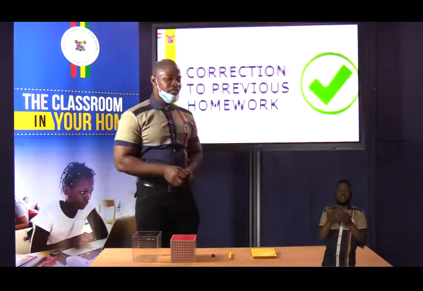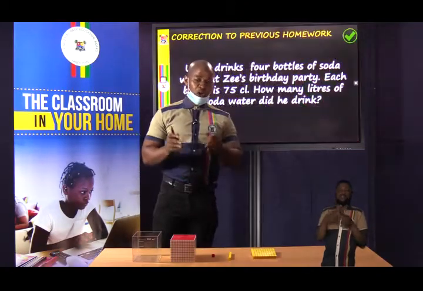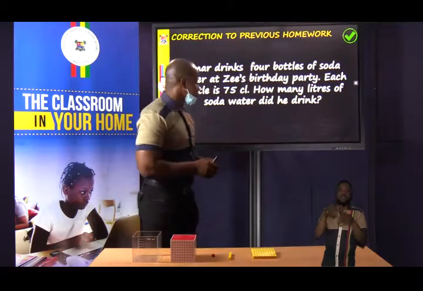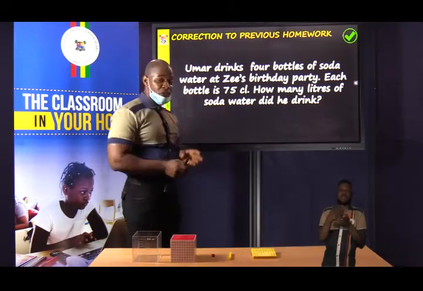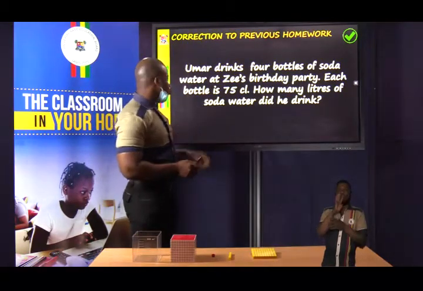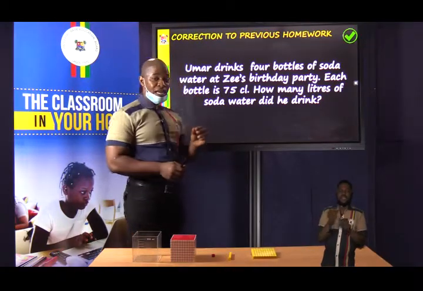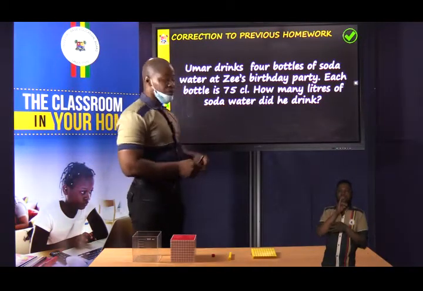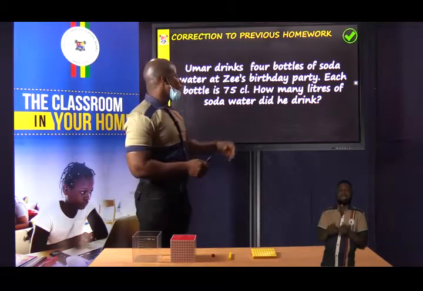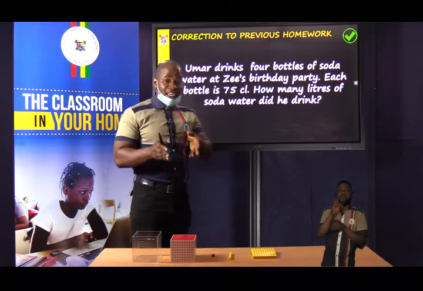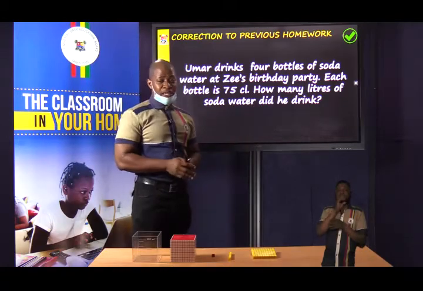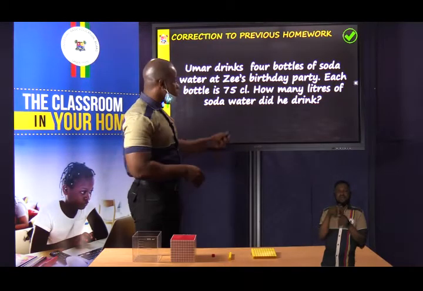But before that, we'll look at the correction to the homework that was given to you in the last lesson. It was said that Umar drinks 4 bottles of soda water at his birthday party. Each bottle that he drinks is 75 centiliters. How many liters of soda water did he end up drinking? I'm sure this one was pretty easy for you, so let's just walk through it together.